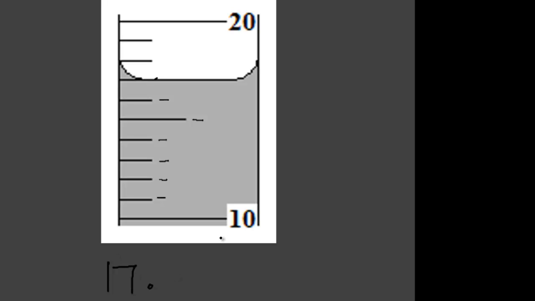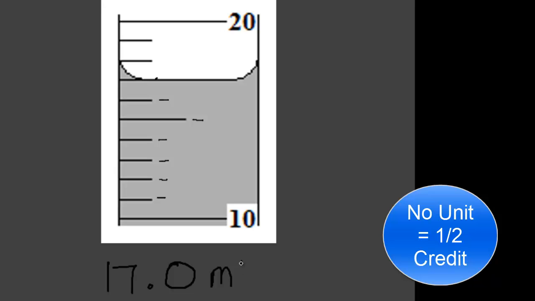So 17 total lines. Then I don't have any little lines to count because I counted all the lines. So now I'm going to estimate where it is. Well, it looks like it's directly on that 17 line. So I'm going to go 17.0 and then add my unit. So this would be 17.0 milliliters.